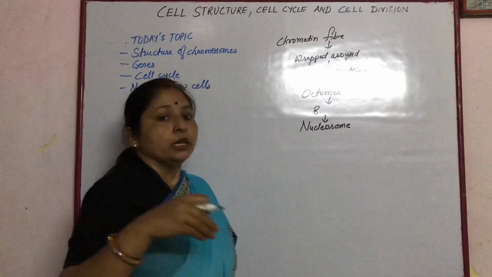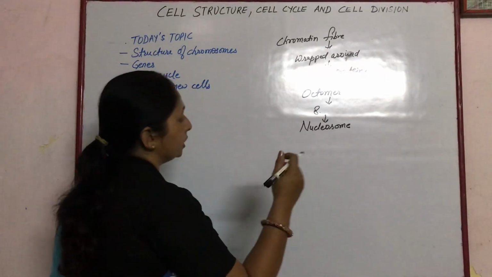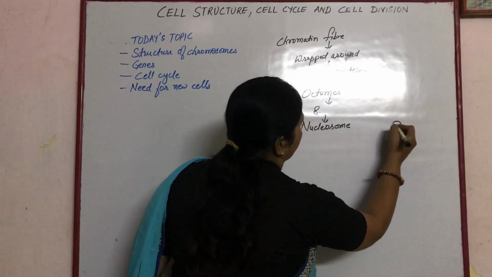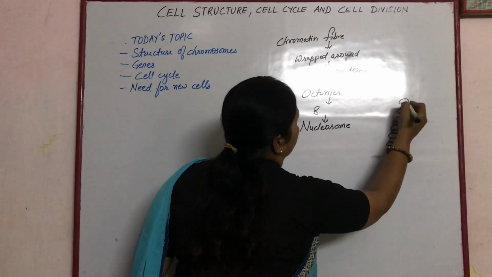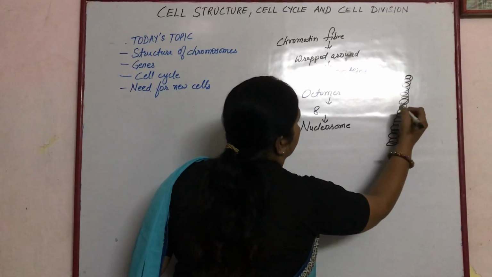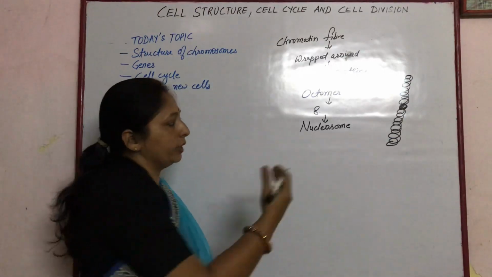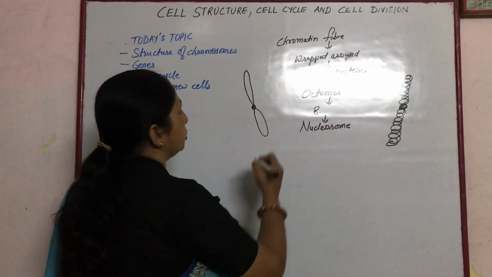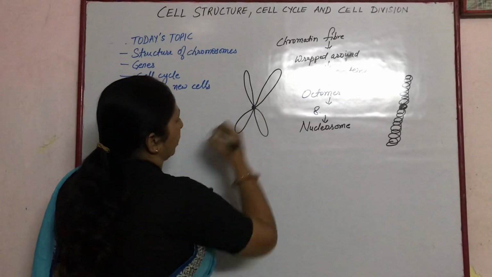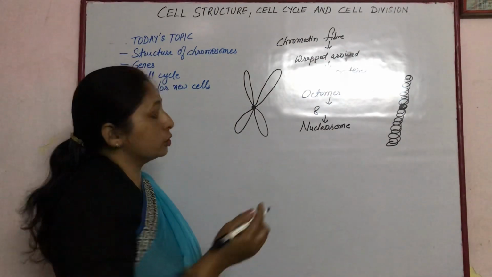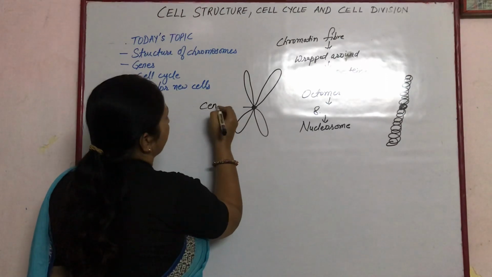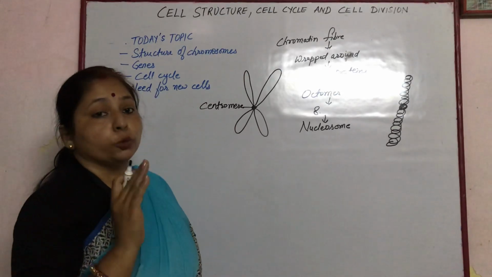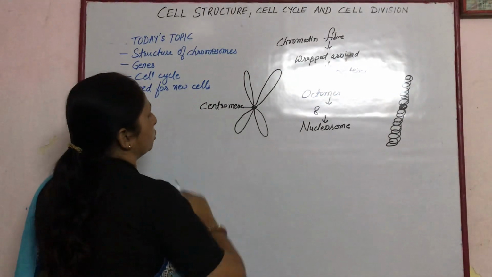These structures are coiled to form the chromatin fiber, the chromatin material. Like this they are wrapped around, and it is a single or monovalent chromatin fiber. When two sister chromatids join together at a point, the point of contact is known as the centromere.